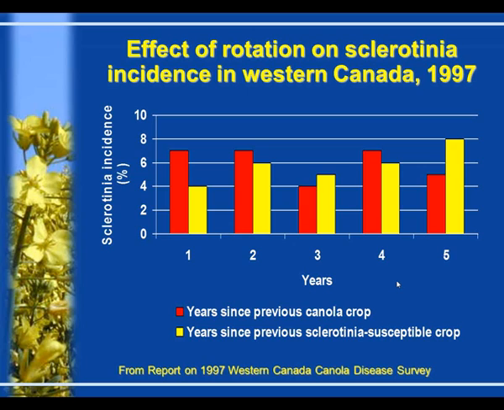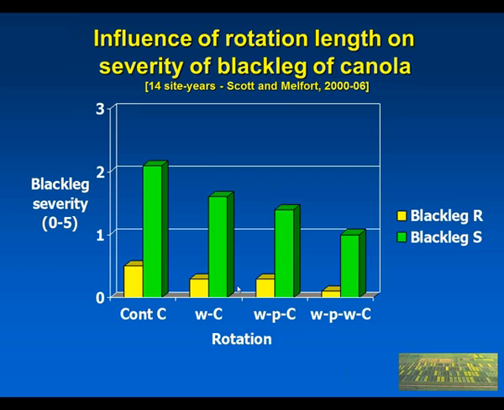More recently, if you look at the mid-90s, there was quite a large Western Canadian canola disease survey. Here it looked at years since previous canola crop and years since previous Sclerotinia susceptible crop. You can see there's no relationship whatsoever there. It doesn't matter whether you're in a one-year rotation or a 5-year rotation, your level of Sclerotinia is fairly similar.